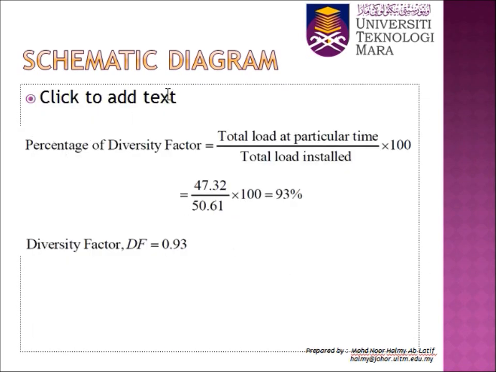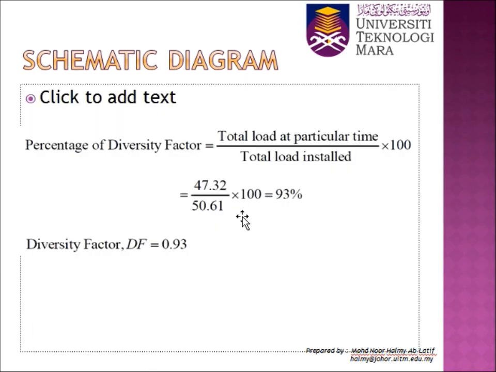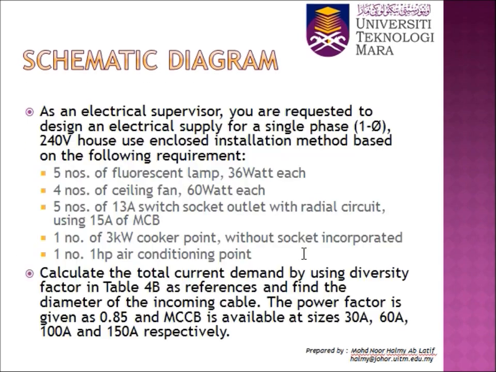Okay, after that, how to get the DF is total load at a particular time divided by total load installed, times 100. So you get 47.32 ampere divided by 50.61 ampere. Okay, and then you will get 0.93.